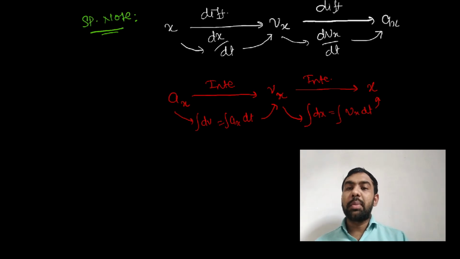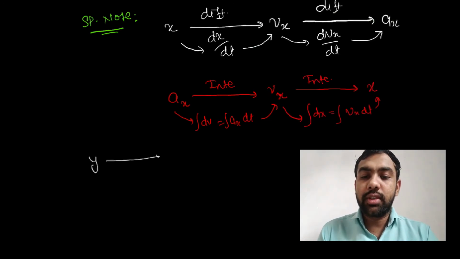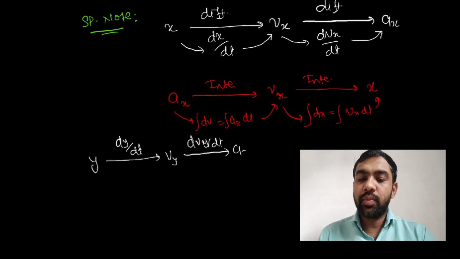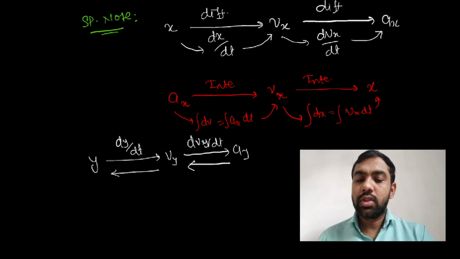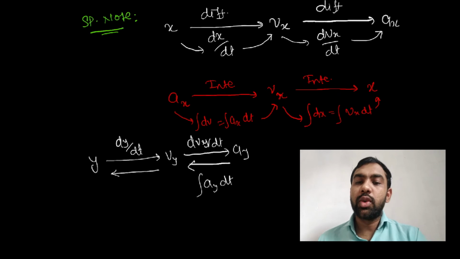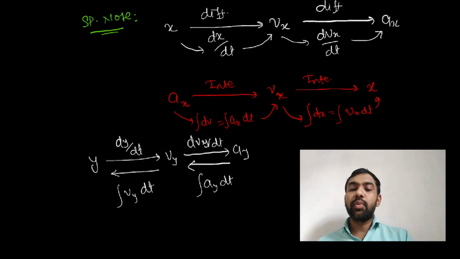Now exactly similar, if you apply the same concept for the y axis also. If you have y, you just take the differentiation dy by dt, you get the vy. You take the differentiation again, dvy by dt, you get the ay. And if you take the integration, the opposite, integration ay dt, you get the vy, and integration vy dt, you get the y.